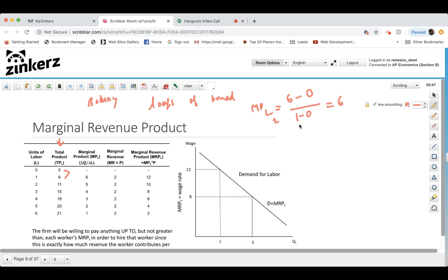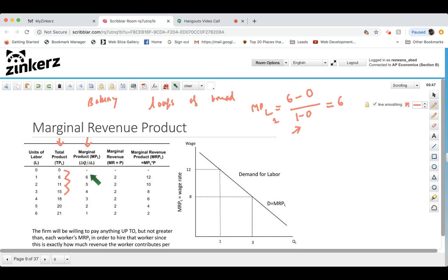Because the change in labor is always going to be 1, all you really need to do is look at the change in total product from going from 1 worker to 2 workers. So it's 11 minus 6, which is 5. Going from 2 to 3, it's 15 minus 11, which is 4. So this is what the marginal product column is showing us. Okay, with me so far?